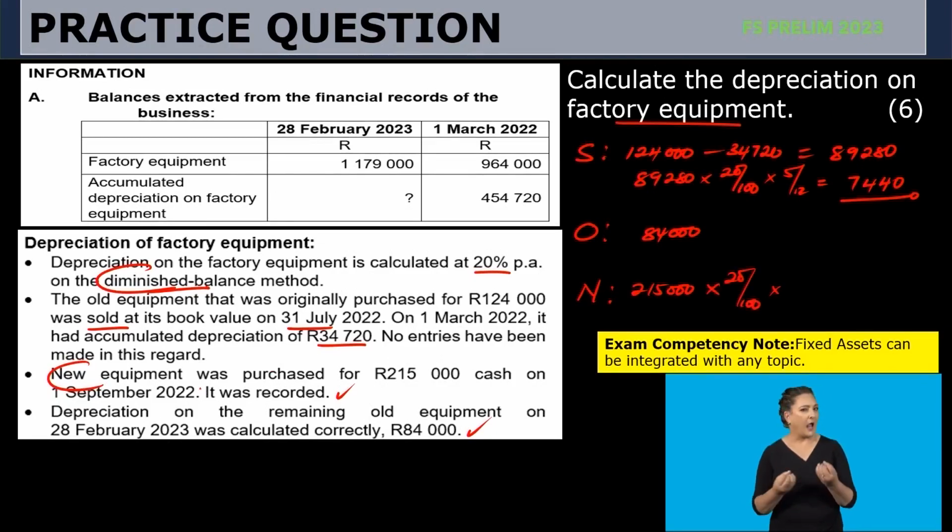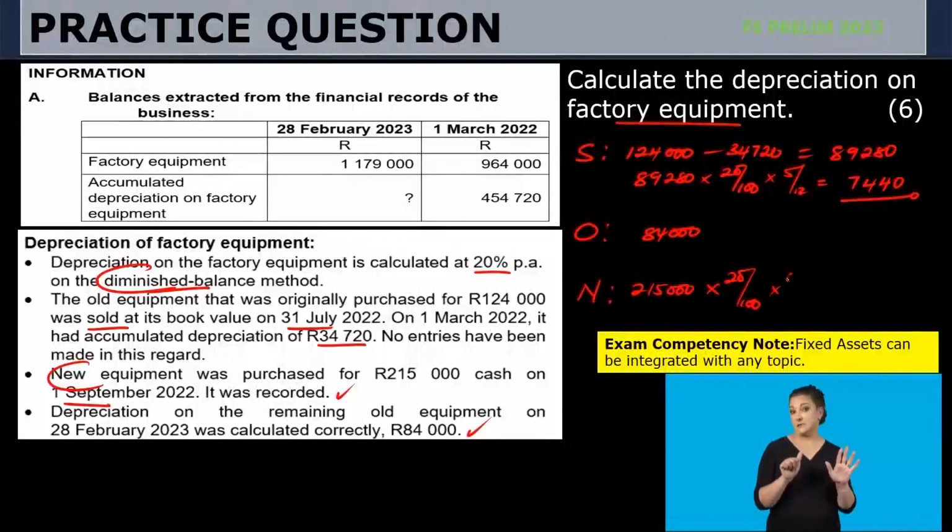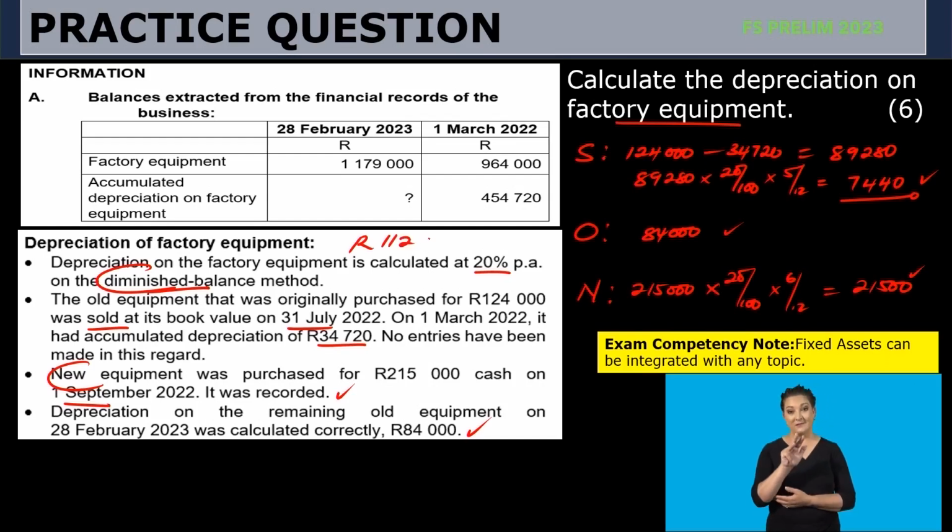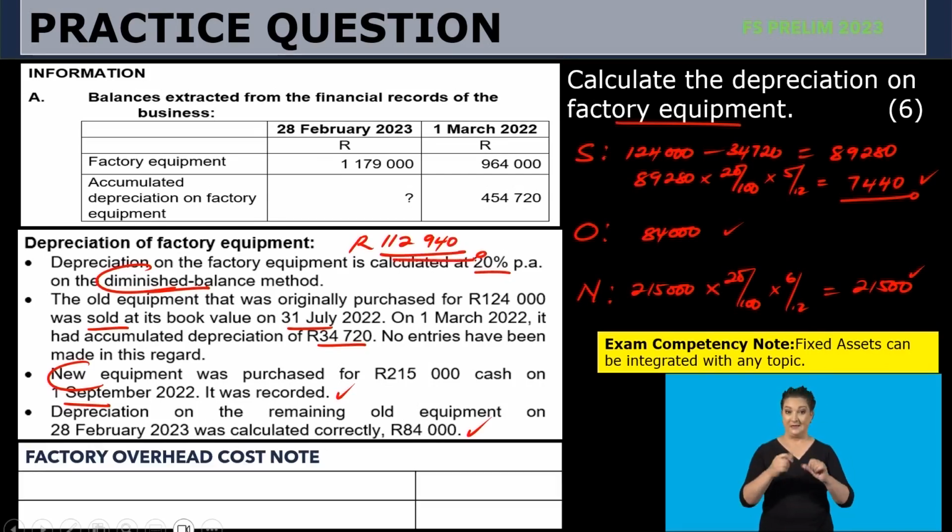For how many months have we had it? On the 1st of September. So I'm going to count September, October, November, December, January, and I have February here. That is 6 over 12. And then that is now going to give me my depreciation for the year, which is 21,500. And then I add this amount and that amount. And the total depreciation that I then get is 112,940. And then I bring that now onto my factory overhead cost note.